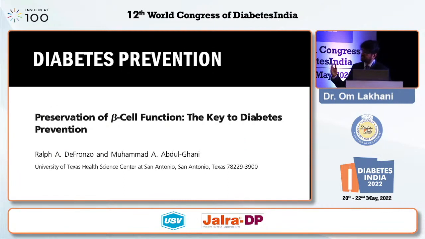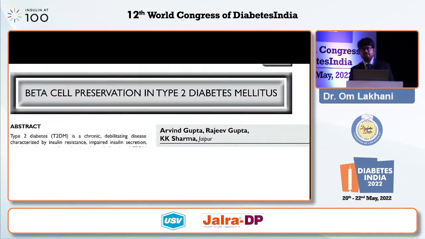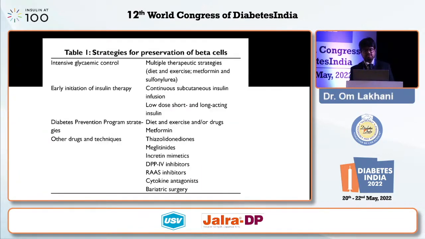Of course, the key point is diabetes prevention also. This is a very important point. This is an article by Ralph DeFronzo on why preservation of beta cell is key to diabetes prevention. I think more and more knowledge on this topic is really needed. And of course, we have Dr. Arvind Gupta. I saw him in the morning today. This very nice article published in API, beta cell preservation in type 2 diabetes, where they talk about the various strategies we can use to preserve the beta cell.